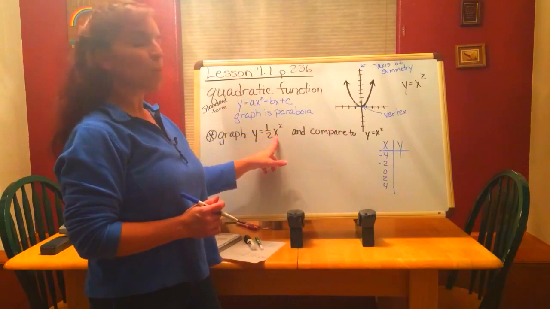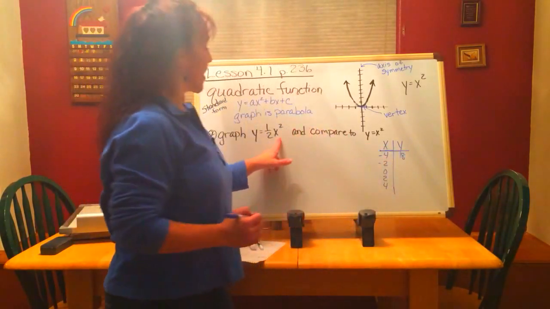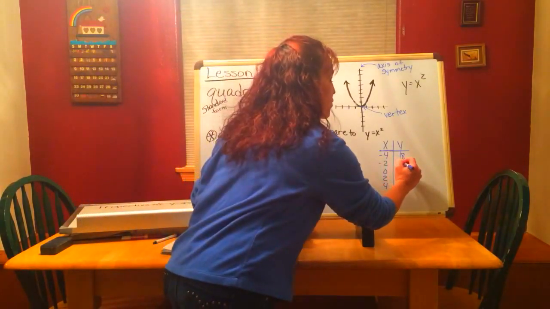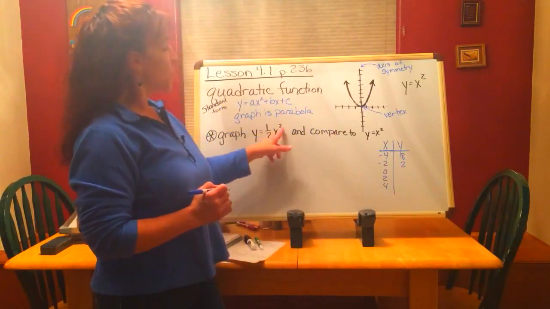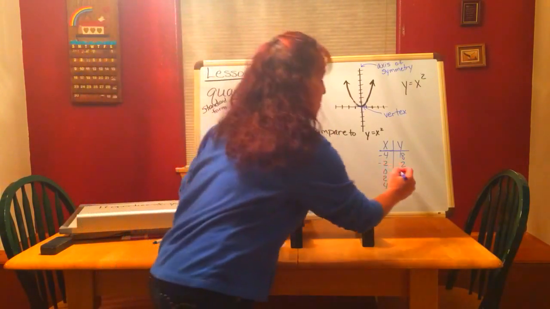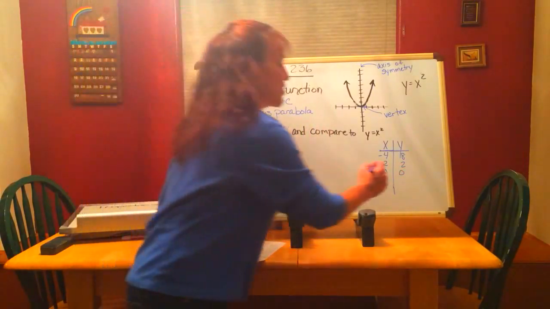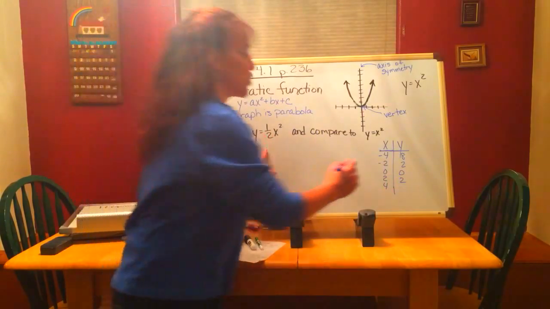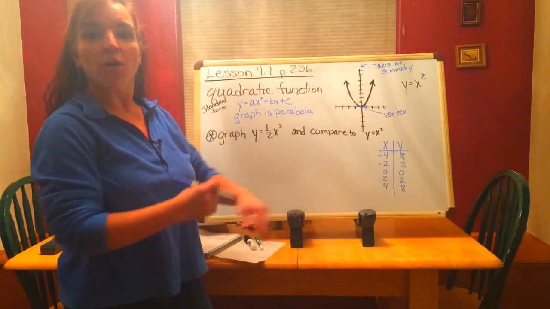-4 squared is 16, and half of that is 8. -2 squared is 4, and half of that is 2. 0 squared is 0, and half of 0 is still 0. 2 squared is 4, and half of 4 is 2. 4 squared is 16, and half of 16 is 8. So now we have our coordinates.